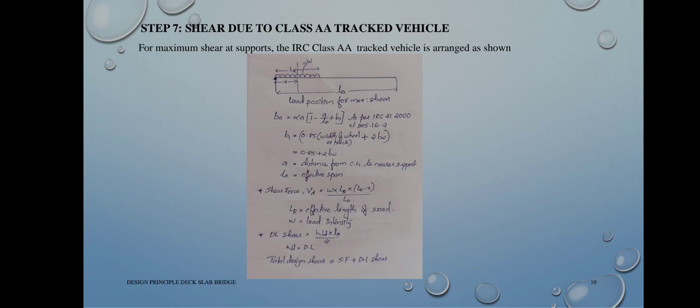The shear force VA is equal to W into LR into L0 minus X by L0, where LR is the effective length of load, W is the load intensity. Dead load shear equals WD into L0 by 2, where WD is the dead load. The total design shear is equal to shear force plus dead load shear.